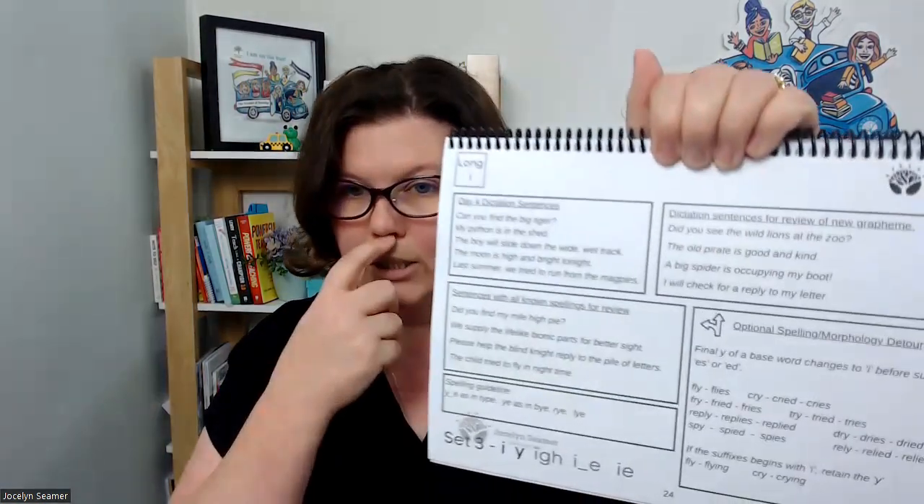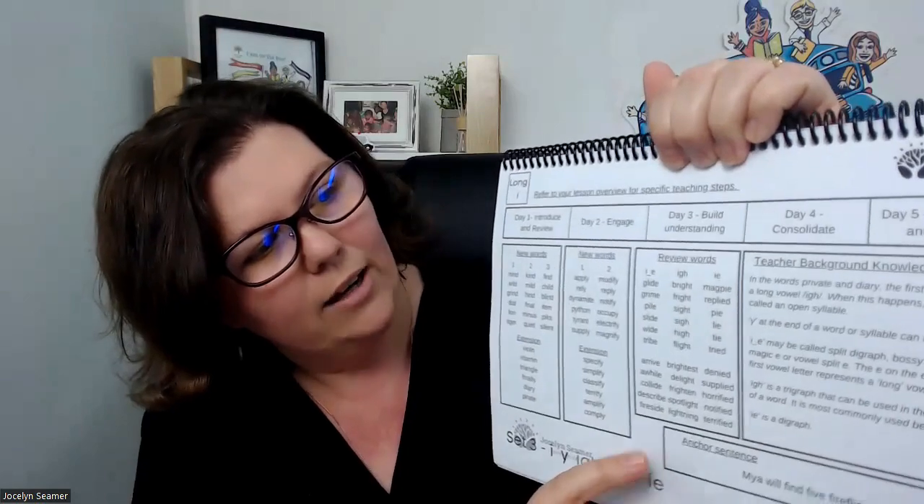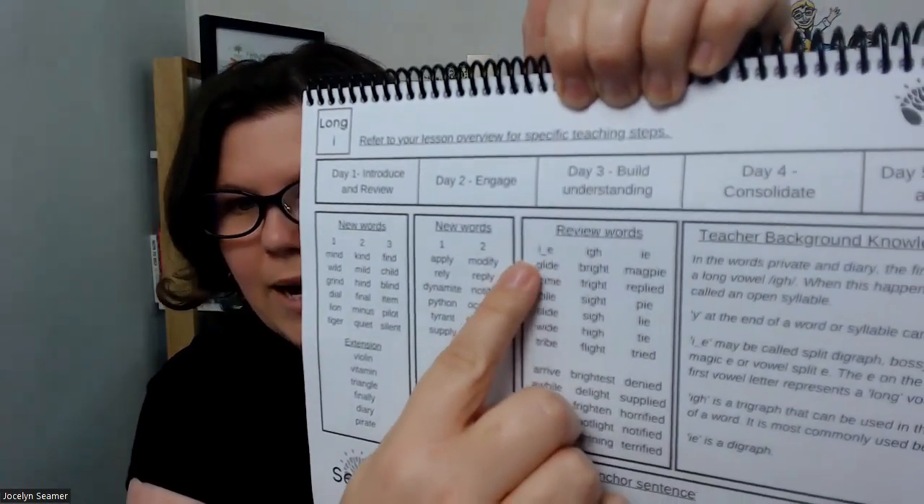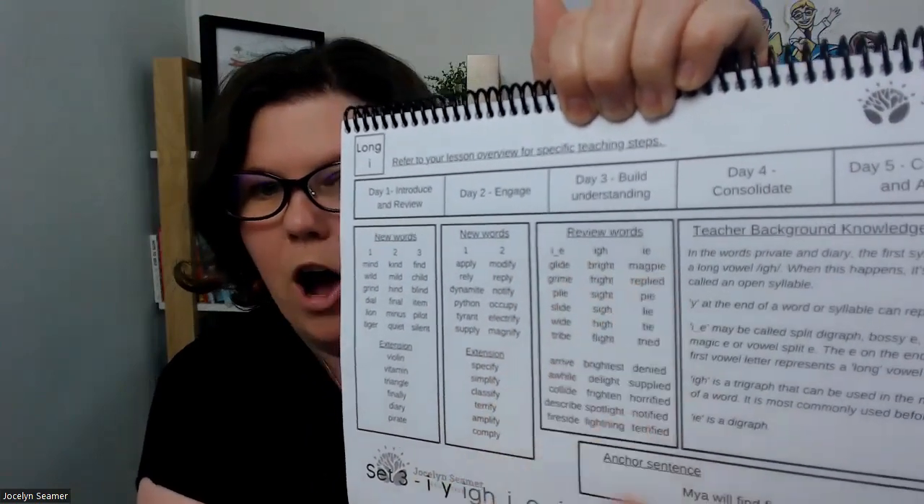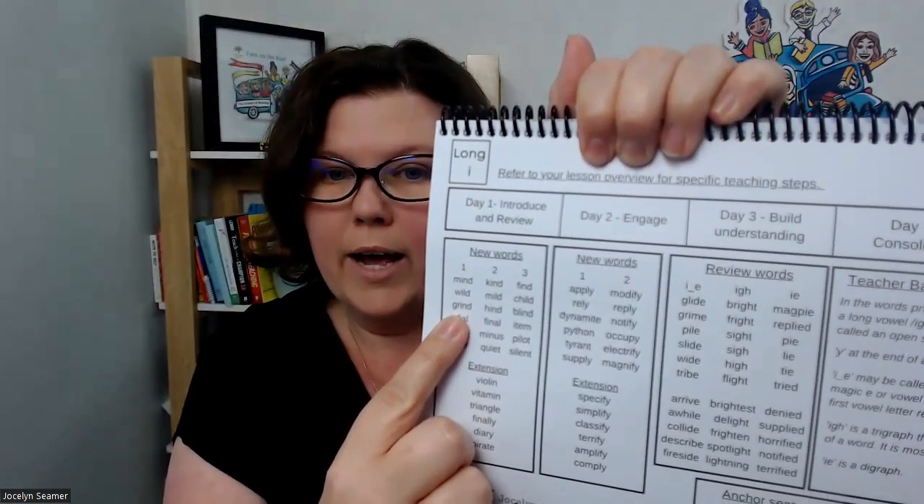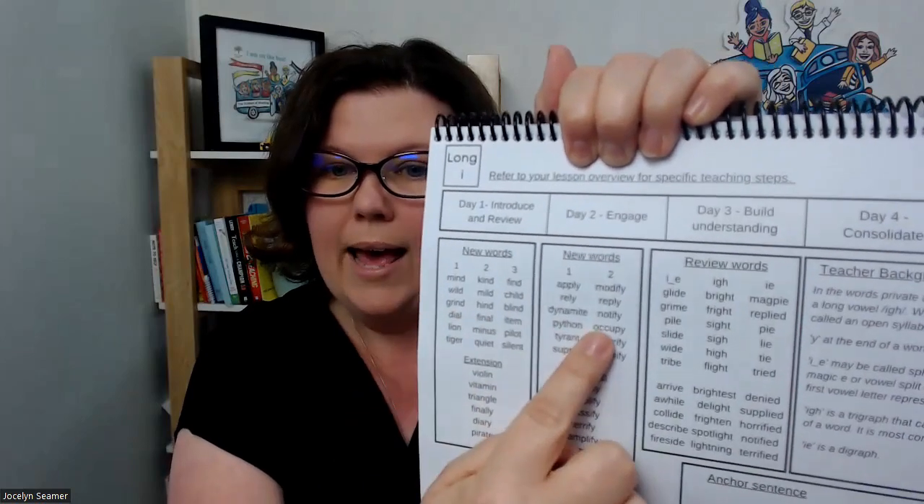But essentially what it can look like, I've skipped to the wrong page, but here we go. What it can look like is we've learned 3 representations of the long I: the split digraph i-e, the igh, and the ie. And now we're going to learn about that long letter I, like in mind and kind and find, and the Y on the end, as in apply and rely and notify, but also not at the end in words like dynamite. So the Y for the long I.